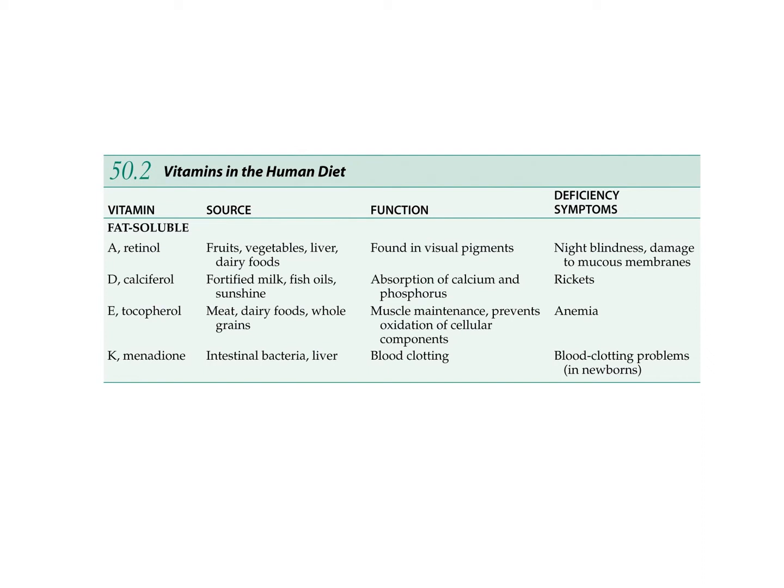The kind of deficiency symptoms are very, very characteristic for each. For example, vitamin K will lead to a deficiency in blood clotting, because some of the clotting factors require vitamin K as a cofactor.